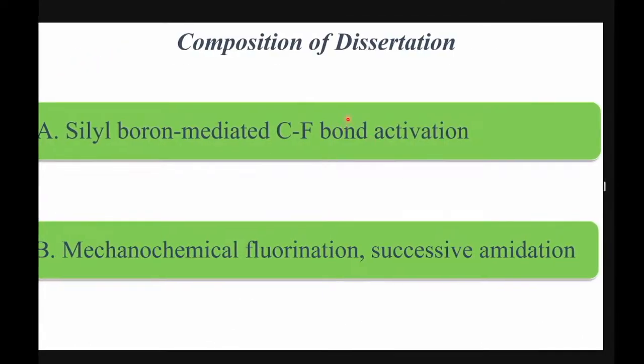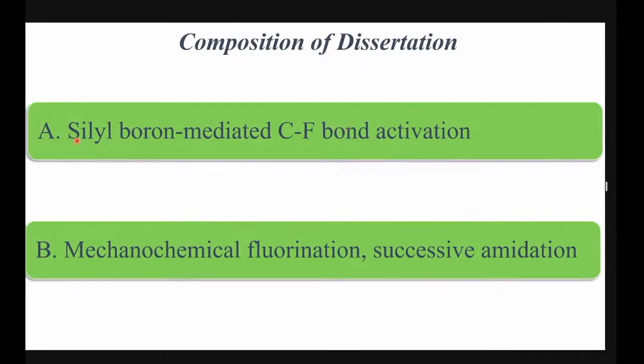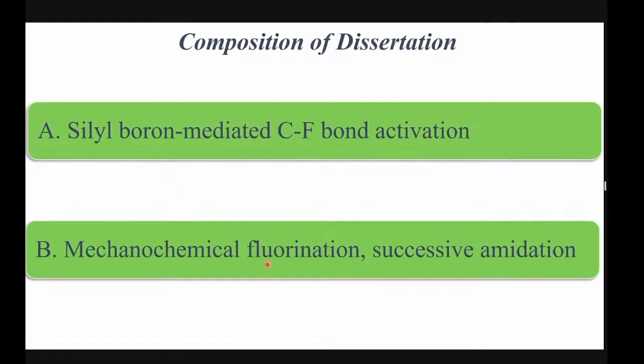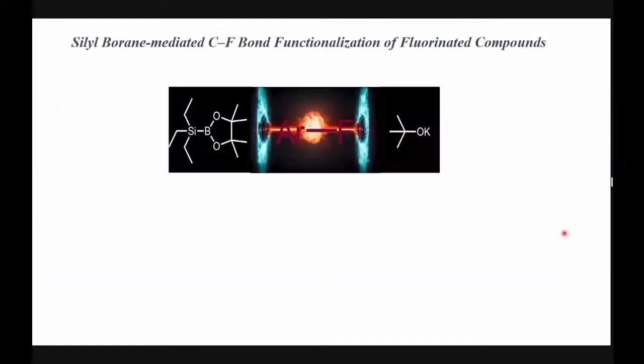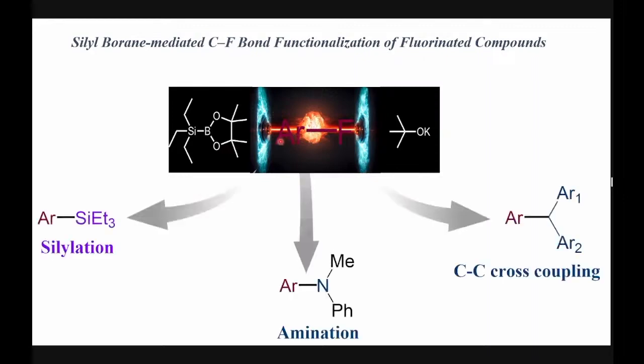Well, my dissertation encompasses two parts: A, silyl-boron-mediated carbon-fluorine bond activation, and B, mechanochemical promoted fluorination and successive amidation. Now let's get into this. The whole story of silyl-boron-mediated carbon-fluorine bond activation is about using the combination of silyl-boronate and base to activate a strong CF bond and functionalize it, including three reactions: defluorosilylation, defluoroamination, and defluoro carbon-carbon cross-coupling.